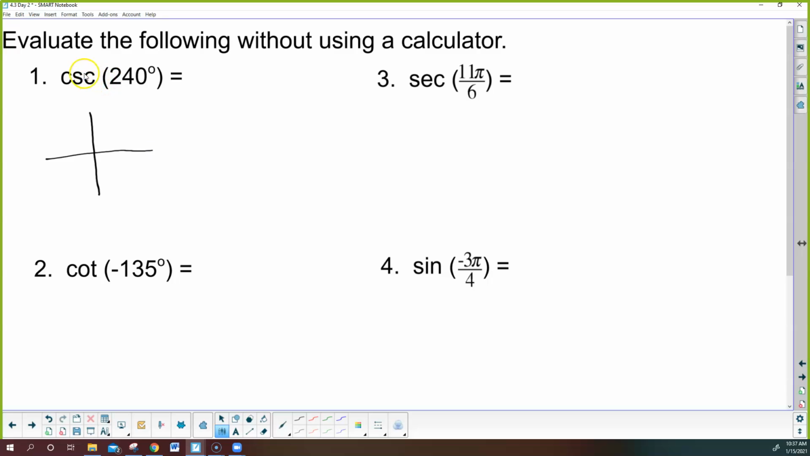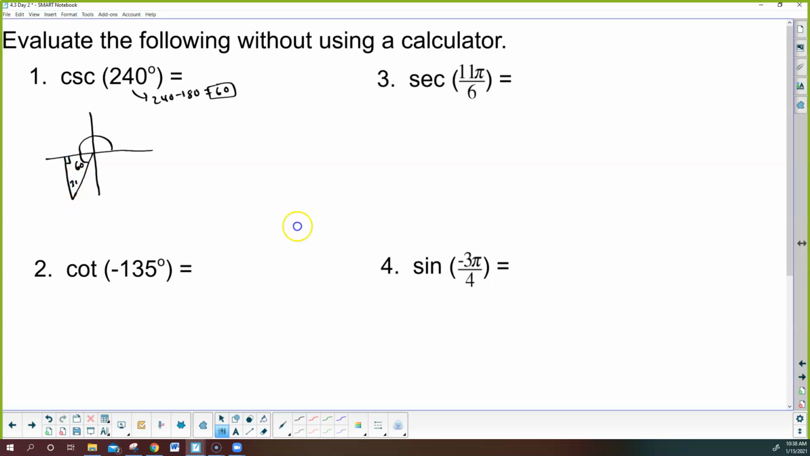So cosecant, I know that's the reciprocal of sine, but I first want to draw the reference angle, or I want to draw the angle 240. So I know 240 is 60 degrees past 180. So 240 minus 180 is 60 degrees, and that's my reference angle. So when I'm drawing that, I'm going to draw 180, and I'm going to go 60 degrees past that. I'm going to put a 60 right here.